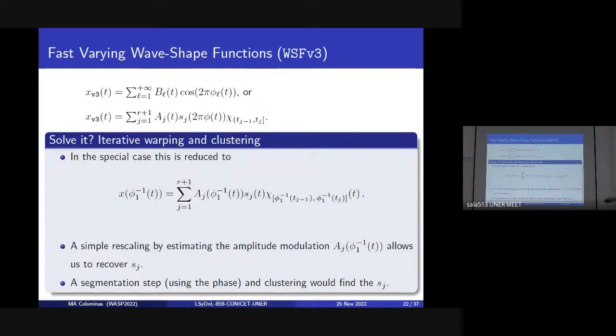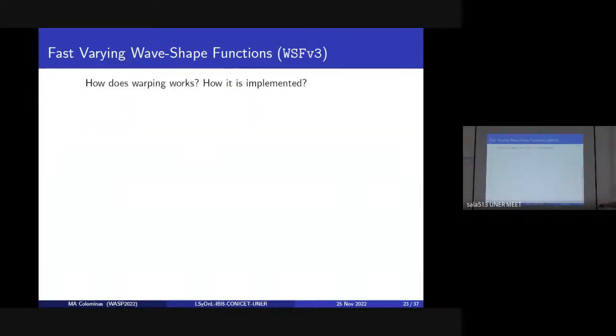We will segment the signal using the phase. We will have cycles of the signal. Each cycle might be different. And then you say, okay, you have n cycles, but out of those n cycles, they are not all different from each other. You can try to cluster. You can see that the first 5 cycles belong to a given wave-shape function, the rest of them to a second wave-shape function. And you can say, okay, we have 2 very different oscillatory patterns in this recording. That's the idea here. We want to estimate this Sj.